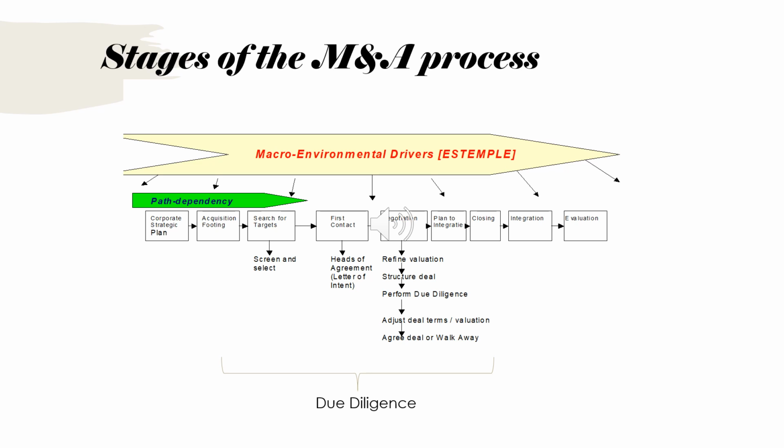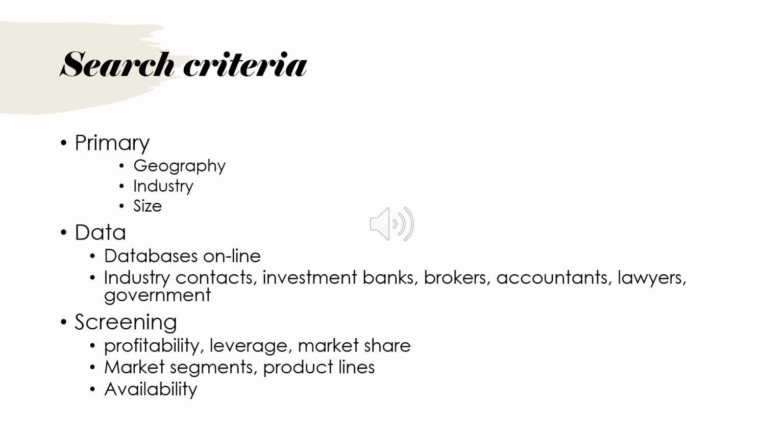So path dependency influences the way we think about deals, and we shouldn't forget our history and our past and our cultures when we're actually negotiating and integrating. So I shall go through these aspects of due diligence fairly quickly. Essentially, you have a search criteria, and you start off thinking about which geography you want to be in, what industry you want to be in, and obviously what size of acquisition you're interested in as well. You're very lucky today that there is so much information online in terms of databases and so forth.